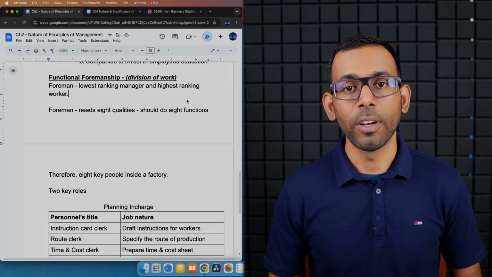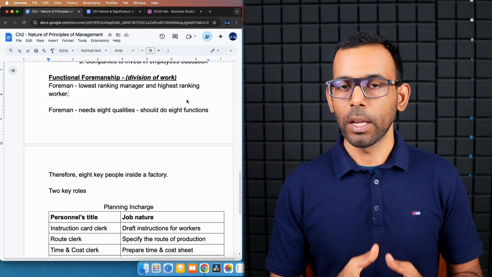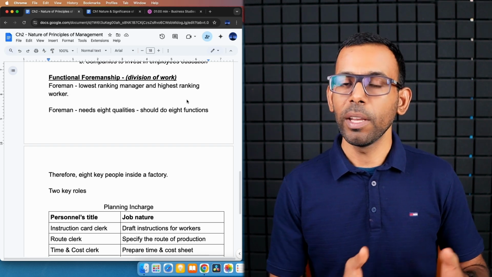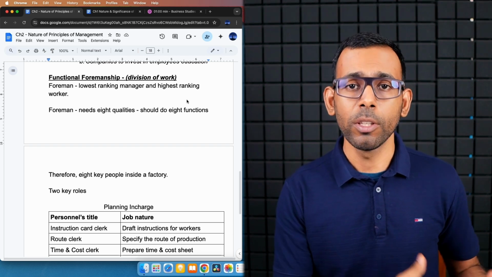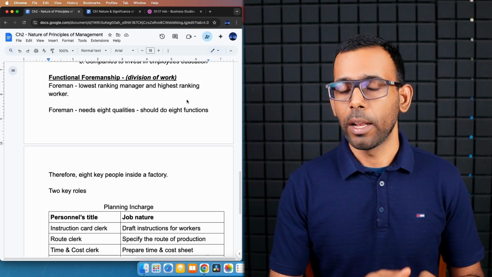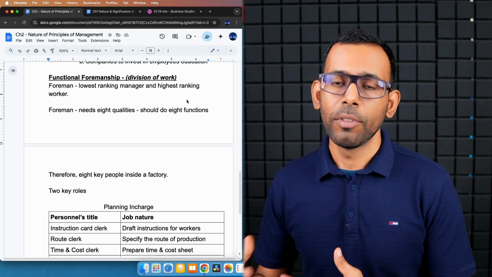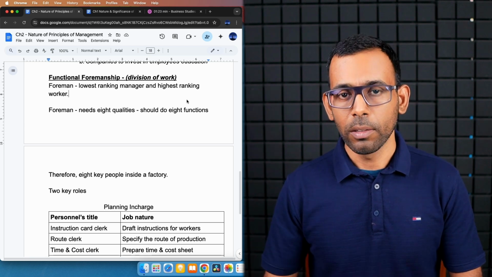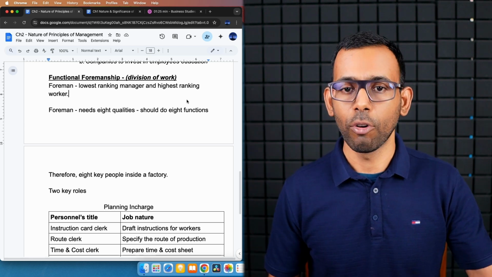Let's talk about functional foremanship. We are currently in Taylor's scientific management. In the previous class, we saw Taylor's scientific principles. In today's class and in the next classes, we will see Taylor's scientific techniques. On that, first thing is functional foremanship.